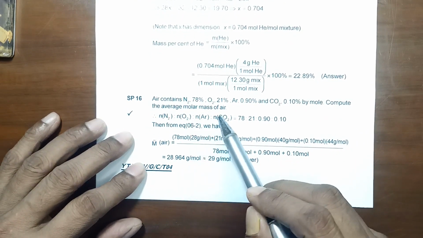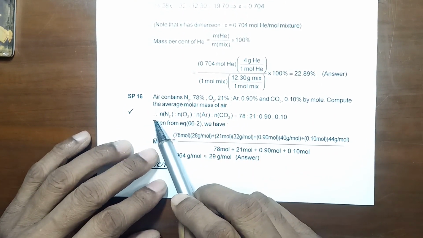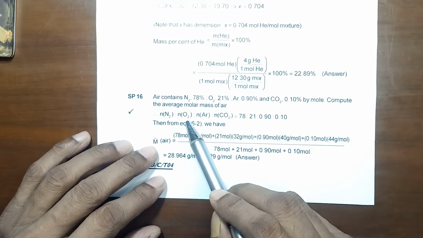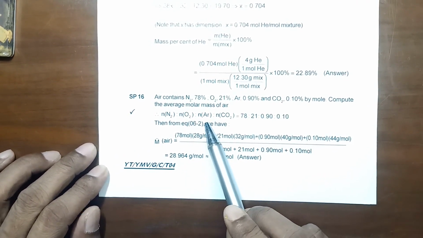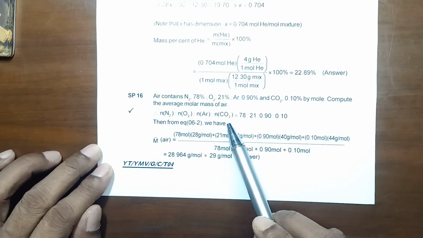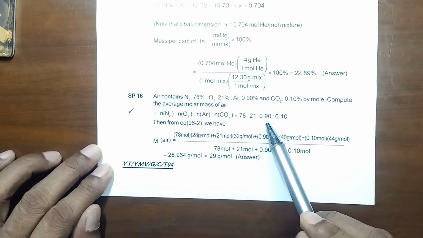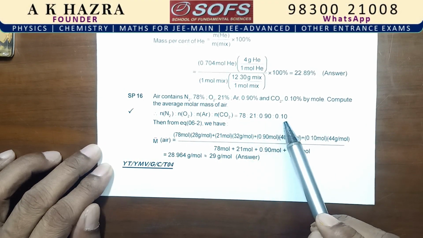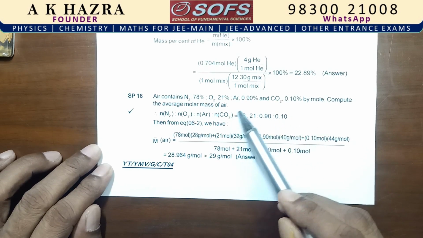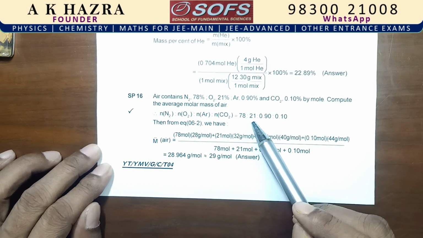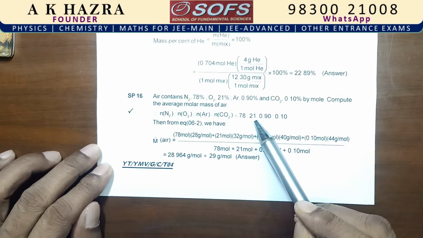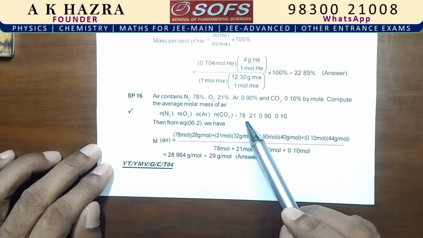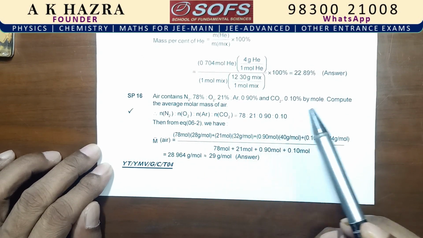We have to compute the average molar mass of the air. So write the ratio of number of moles of N2 to number of moles of O2 to number of moles of argon to number of moles of carbon dioxide. You see, 78 is to 21 is to 0.90 is to 0.10. You add, it will be 100. Total 100: 78 plus 21 is 99, plus 1. So 100. So 100 mole contains 78 mole nitrogen, 21 mole oxygen, etc.